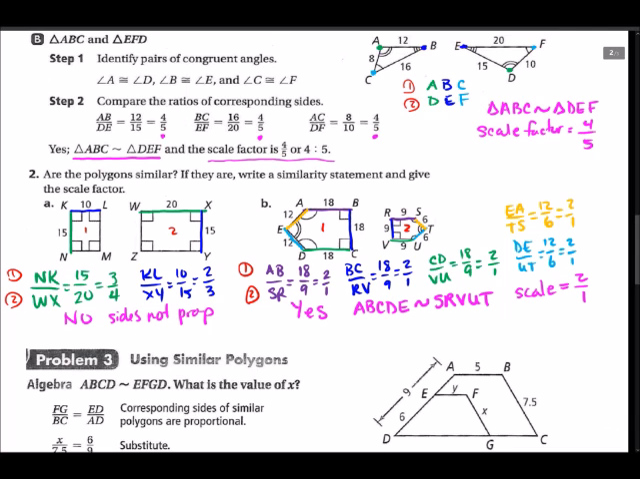So that's what I did, and notice I'm using my color coding, and I got a 3 to 4 ratio and a 2 to 3 ratio. So my sides are not proportional, my figures are not similar.